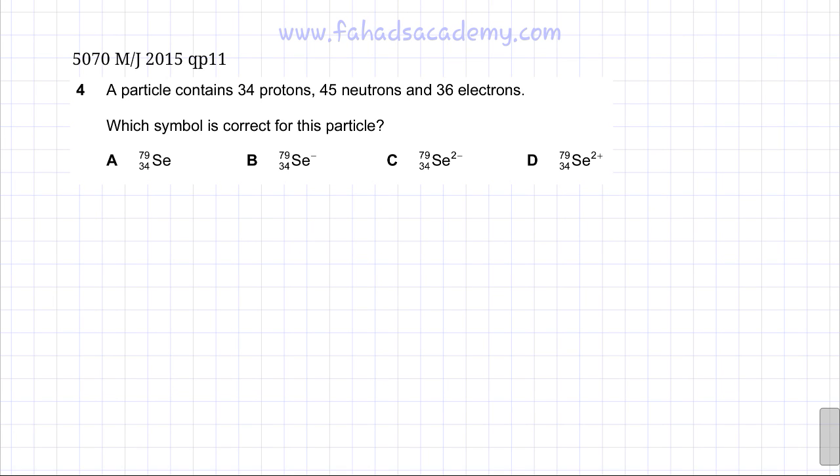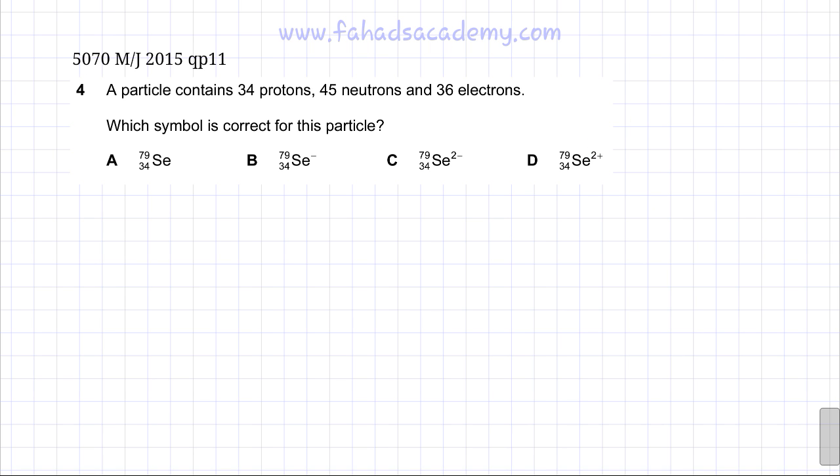The following question is related to atomic structure. The question reads that a particle contains 34 protons, 45 neutrons, and 36 electrons. And he's asking which symbol is correct for this particle. So you're given these four options.